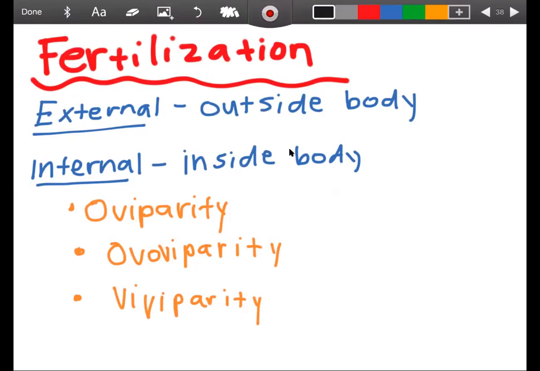This is what humans undergo, squirrels also undergo, and this is live birth. Gametes are used to form zygotes, and this is when 1 sperm and 1 egg come together. So these are the different types of fertilization.